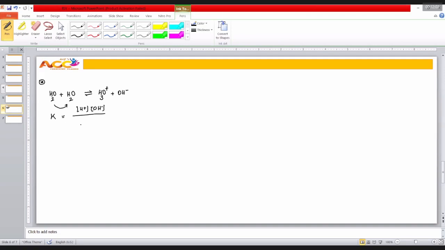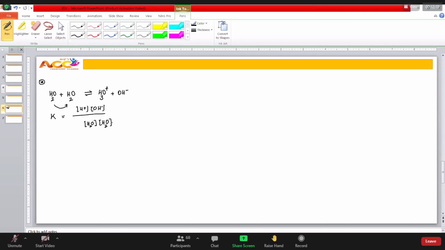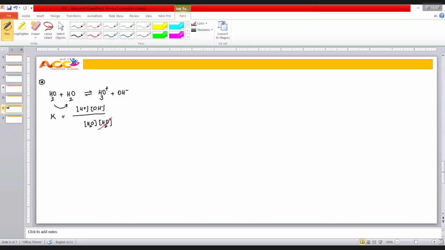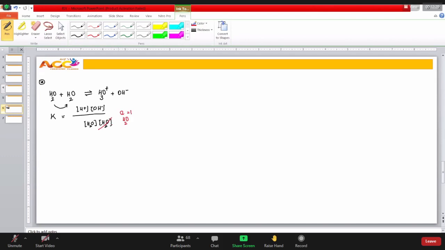What is here? Concentration of water, H2O, into concentration of water, H2O. This is the normal method. I am a normal student, therefore I am behaving like this. But when I go with a systematic approach of notes, and if I have read the notes, then I say, no, sir, you should not write this water molecule here, because you know that the active mass of water is taken as 1, right? That means this water is taken as a pure liquid.